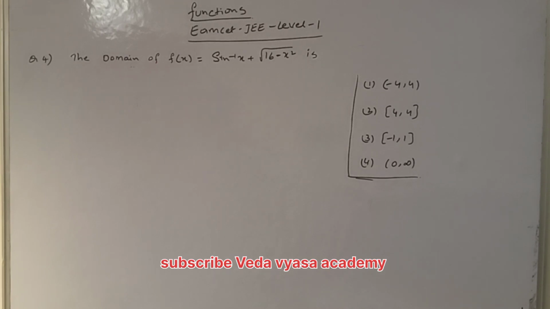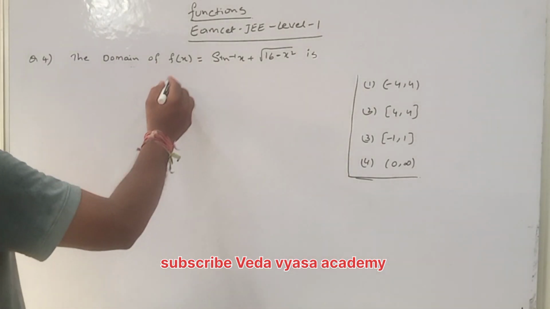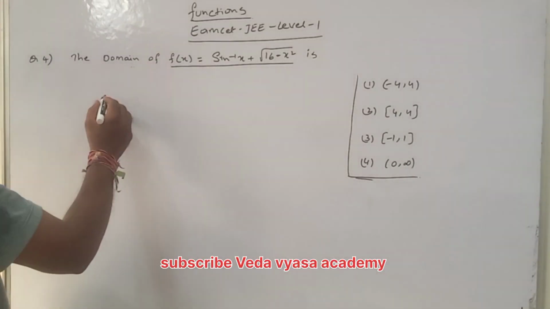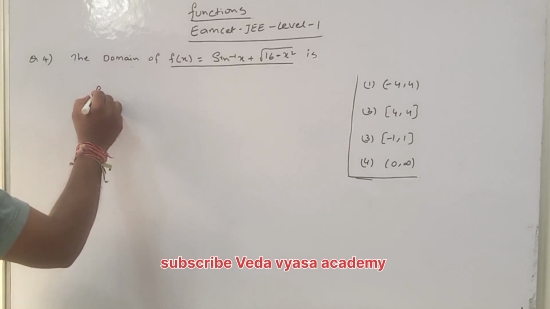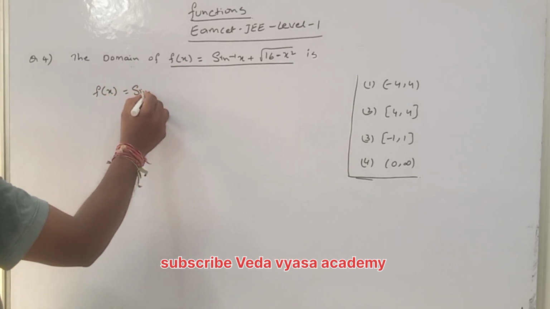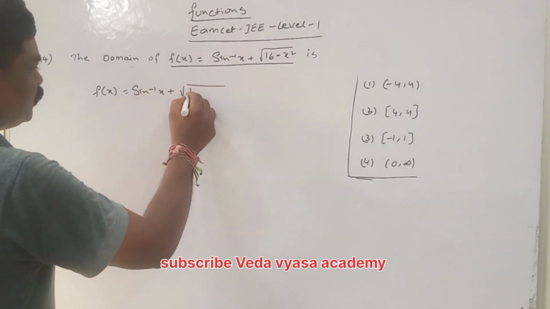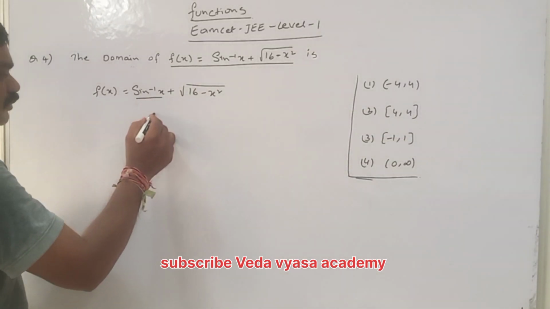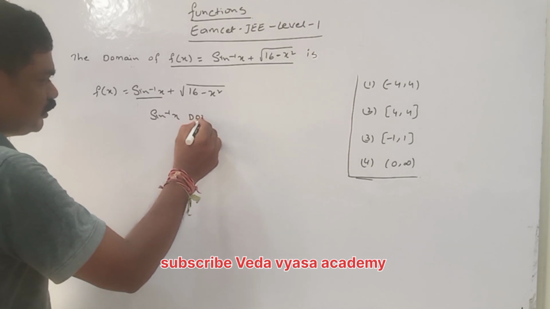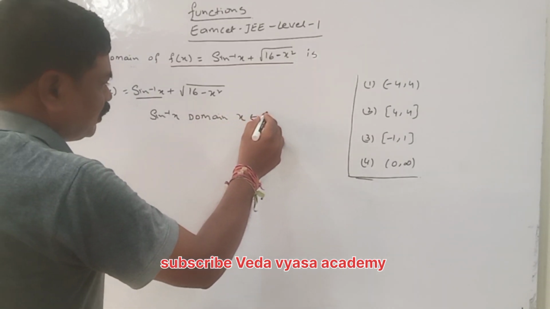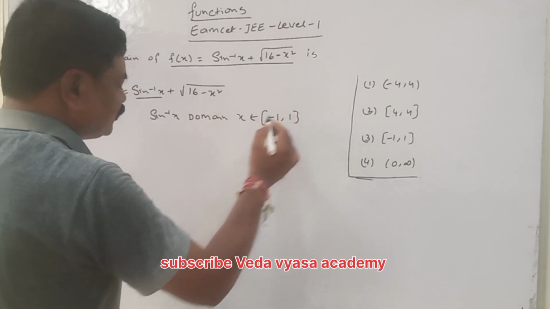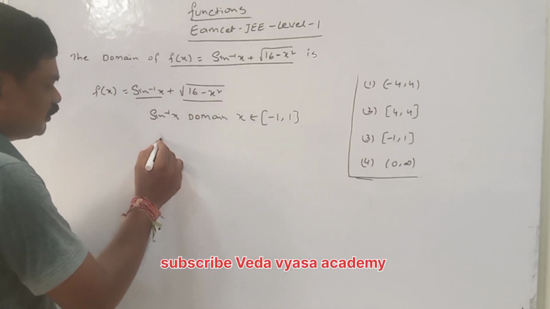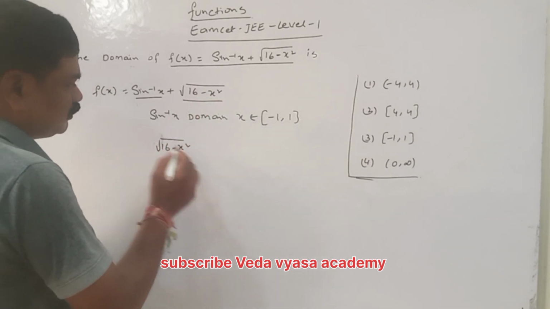Dear viewers, we have the problem: the domain of f of x is equal to sin inverse x plus root over 16 minus x square. Here the domain of sin inverse x is x belongs to the closed interval minus 1 comma 1, and now the domain of root over 16 minus x square.